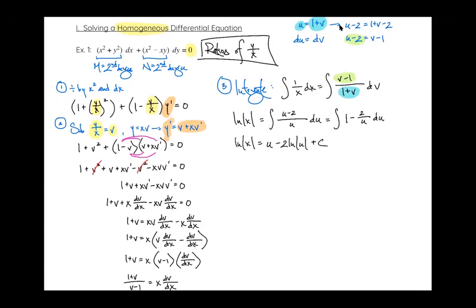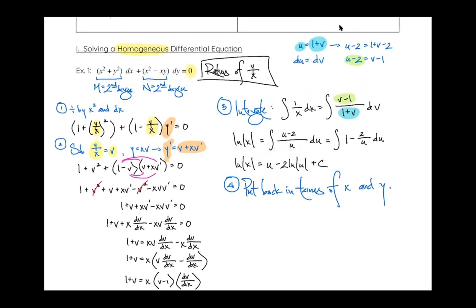Okay, so what might that last step look like? So put back in terms of X and Y. All right, so don't forget that part, but we're going to go ahead. We have some U's, and we could turn the U's back into V's. But then we have to take the V's and put them back into Y over X. Okay, so we sort of have like 2 substitutions to unpack.